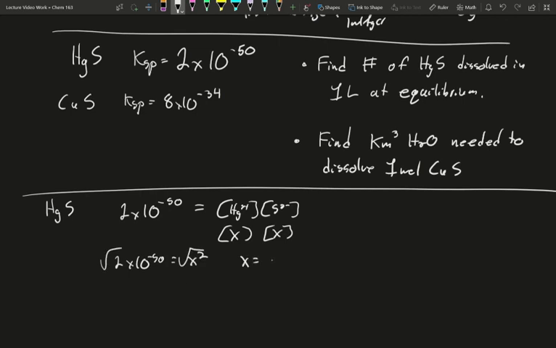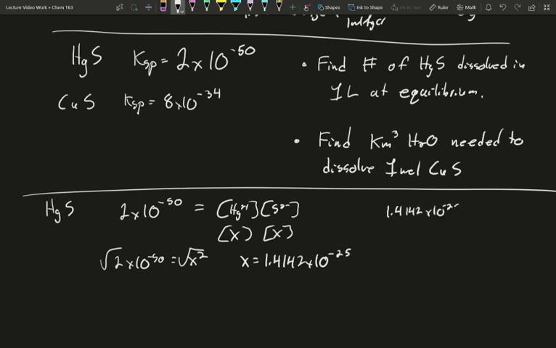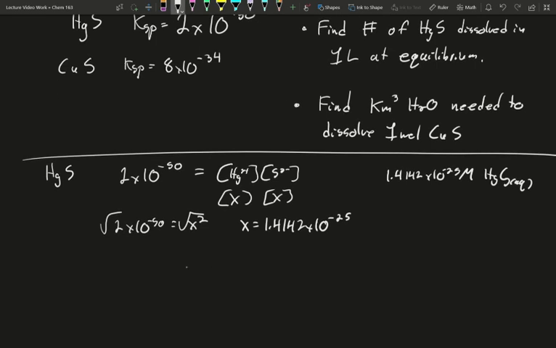So x for our mercury sulfide must be 1.4142 times 10 to the minus 25. That's going to be our concentration, so there's that many moles in our liter of solution: 1.4142 times 10 to the minus 25 molar. We want to know the number of these that would dissolve per liter. How many mercury sulfides successfully dissolve? So I have my number: there's 1.4142 times 10 to the negative 25 moles of them in 1 liter.